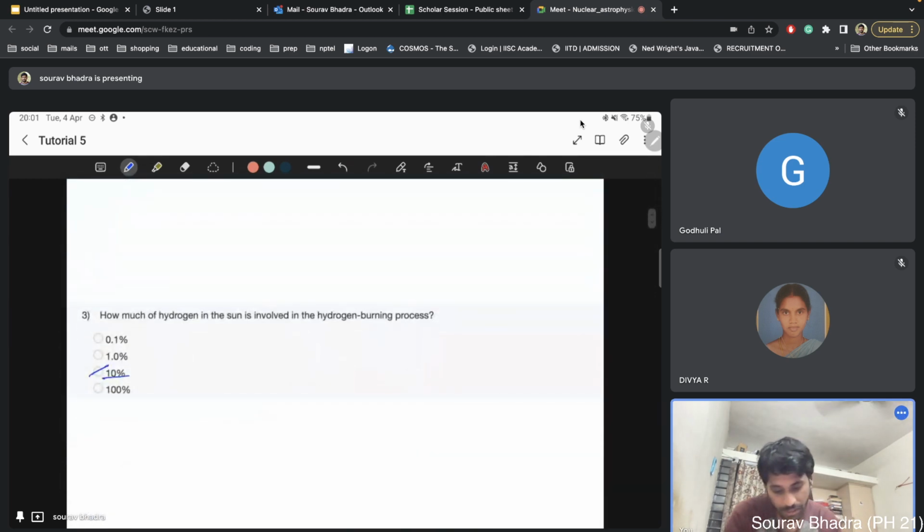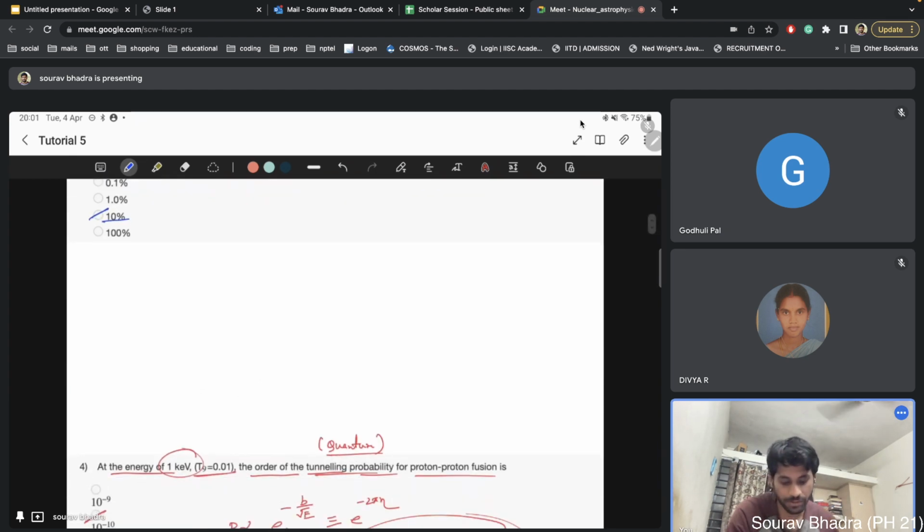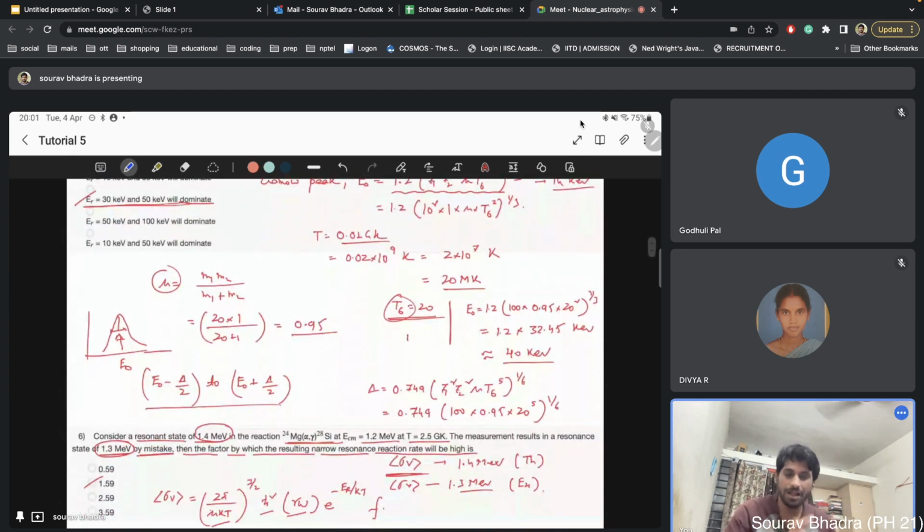So in this question, how much of the hydrogen in the sun is involved in the hydrogen burning process? Only 10% of the hydrogen is involved in the hydrogen burning process, otherwise the lifetimes could not be matched. So that is the rough understanding of the 10%.